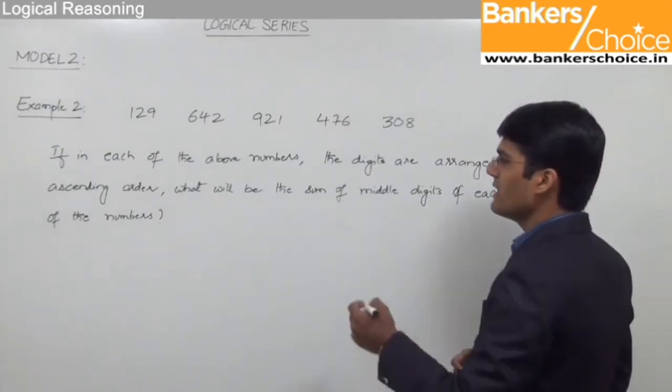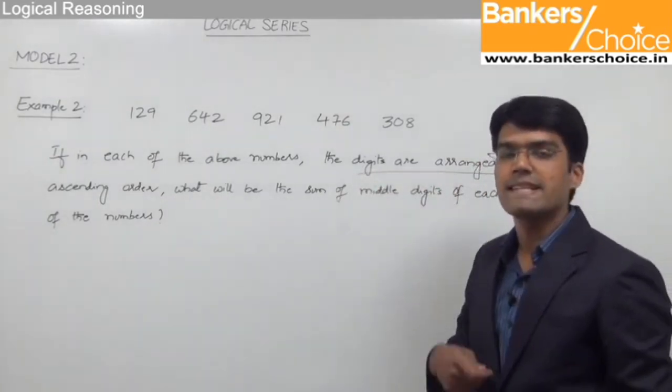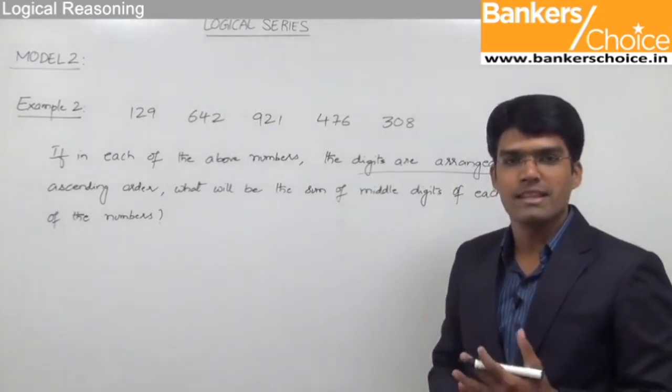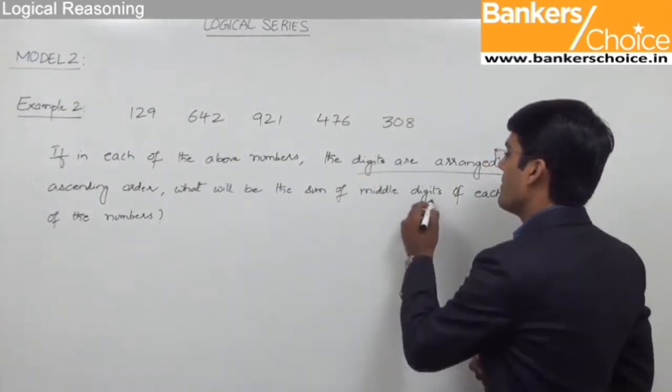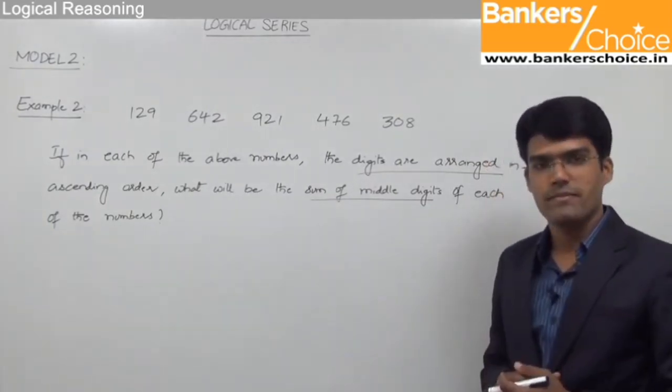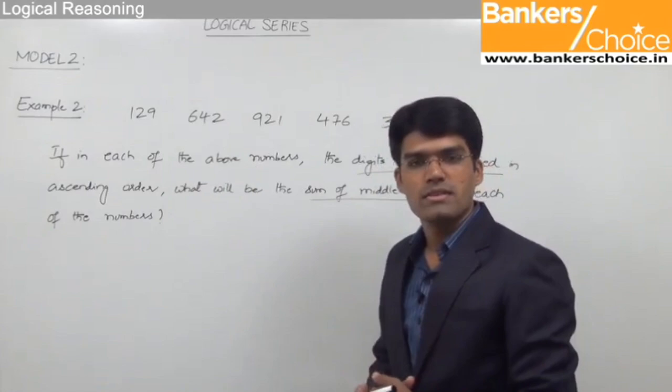So as given in the question here, we need to first arrange all the digits in each of the numbers in ascending order. Ascending order is nothing but increasing order, and then find out the sum of the middle digits in each of the numbers. So let us first arrange the digits in ascending order and then find out the sum.